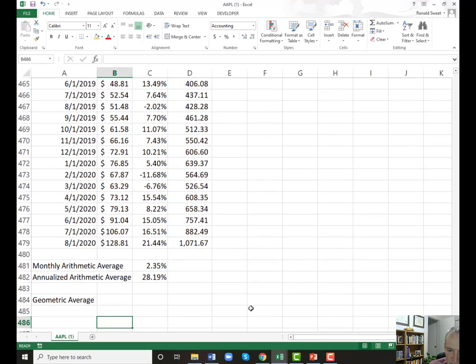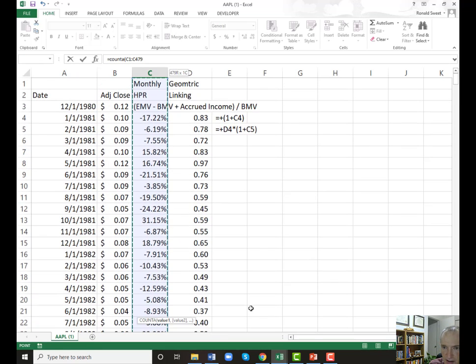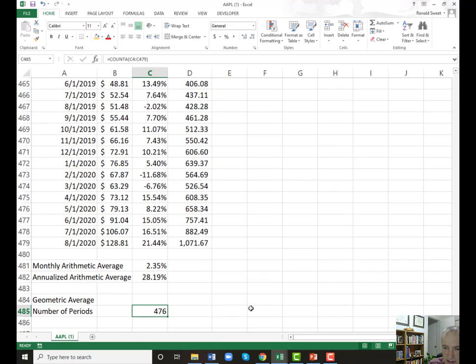All right, so to do the geometric average, we need to first know the number of periods, right? Because we need to raise it to the 1 divided by the number of periods. So let's go figure that out. We'll do an equal count A. We want the actual count. So we'll go up and we'll do Control Shift up and we'll count just the returns. And we see it's 476 months.